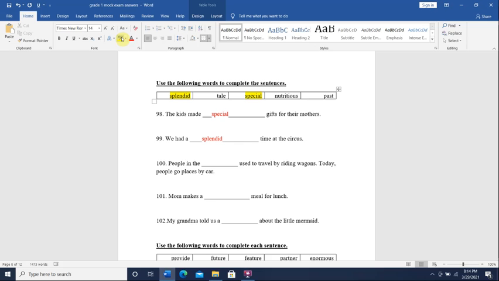It says, people in the blank used to travel by riding wagons. Today, people go by places by car. So wagons is like a cart that is pulled by a horse. We read it in the story before. So when did we used to use wagons? In the past. So people in the past used to travel by riding wagons. But today people travel or go to places by car. So the answer would be past.